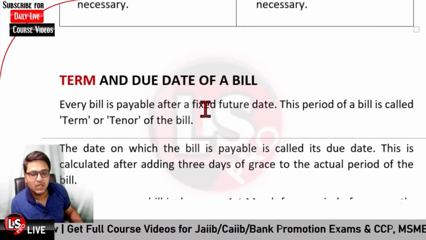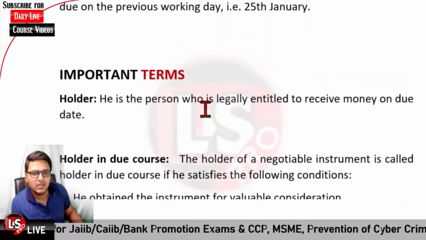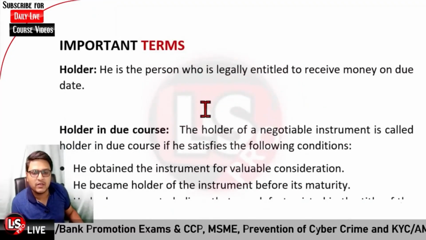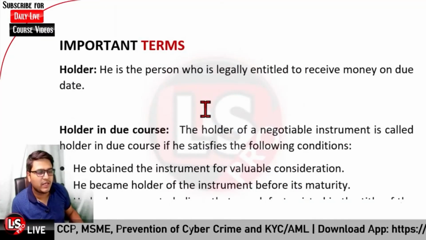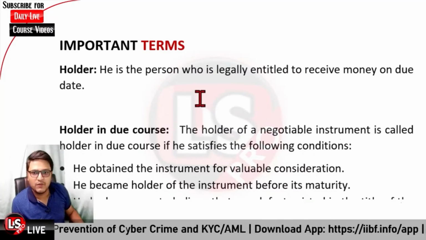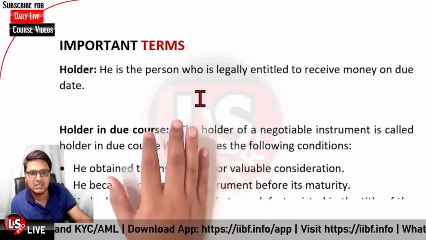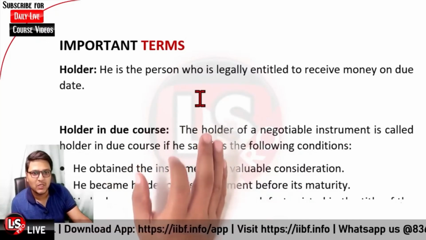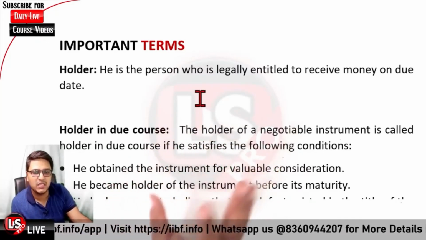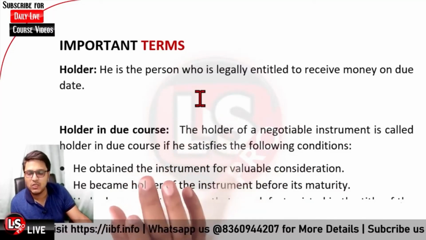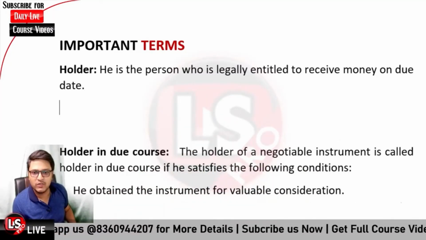Then further, we have learned regarding the term and the due date of the bill. Now we will be covering important terms regarding the bill of exchange. First of all, there is a term I told you we will be learning, which is holder. A person who is legally entitled to receive the money on due date is said to be holder of the instrument. Now let me explain it to you with an example.